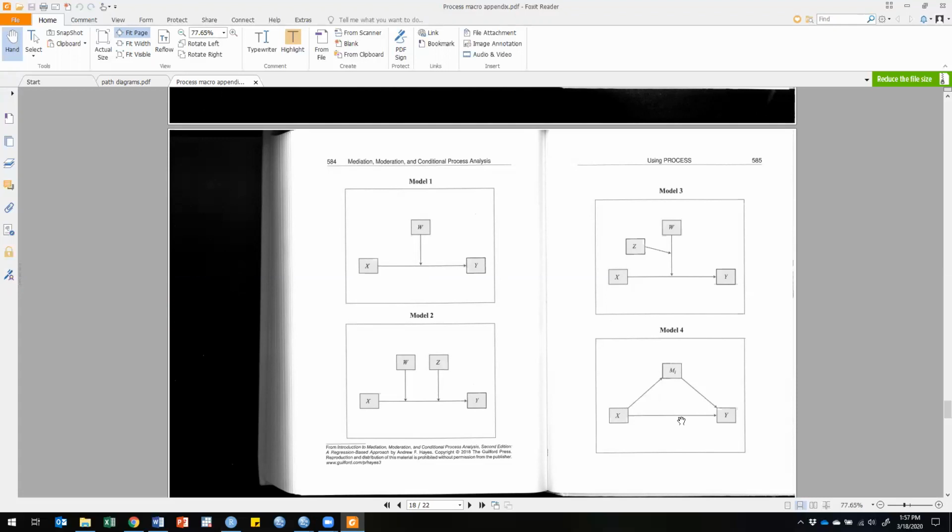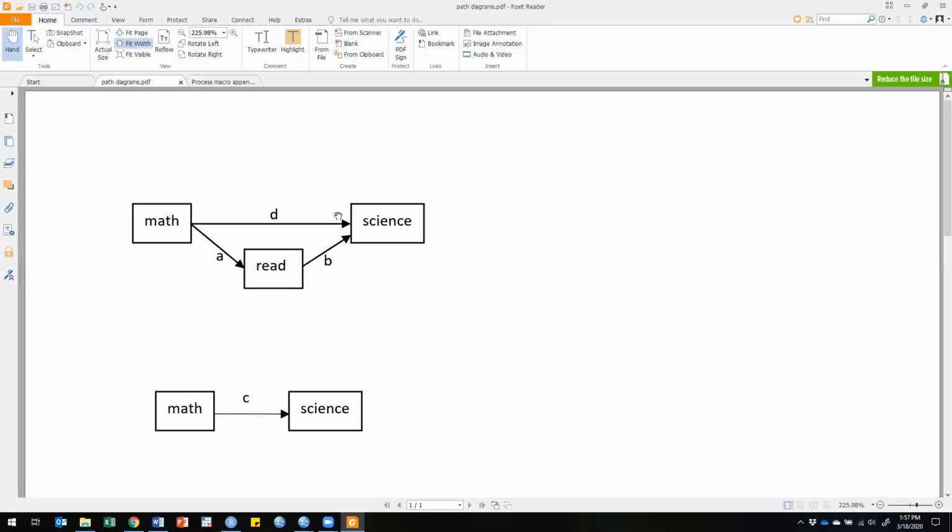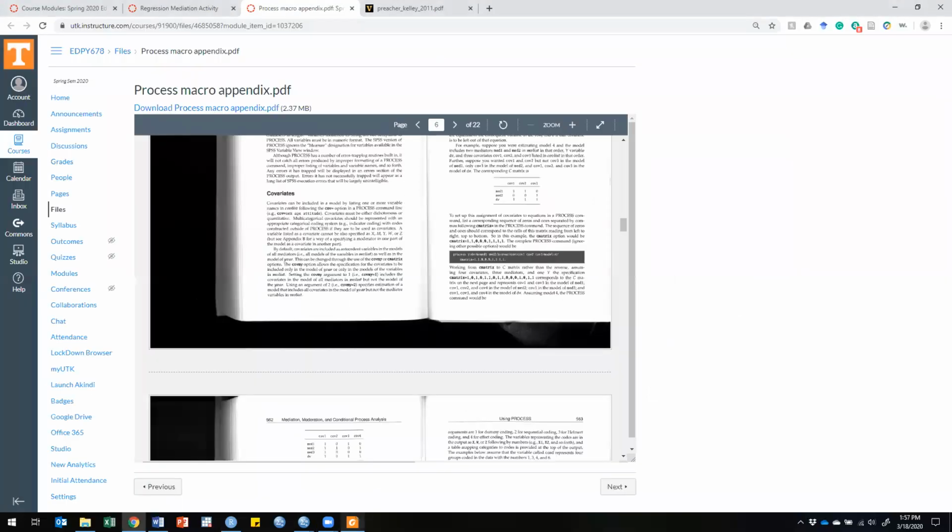Here we're doing model equals 4 because this is an example of a path model. The influence of X, the indirect effects of X, is being moderated through our mediator variable here. You can see that this is very similar to the path model that we diagrammed here.